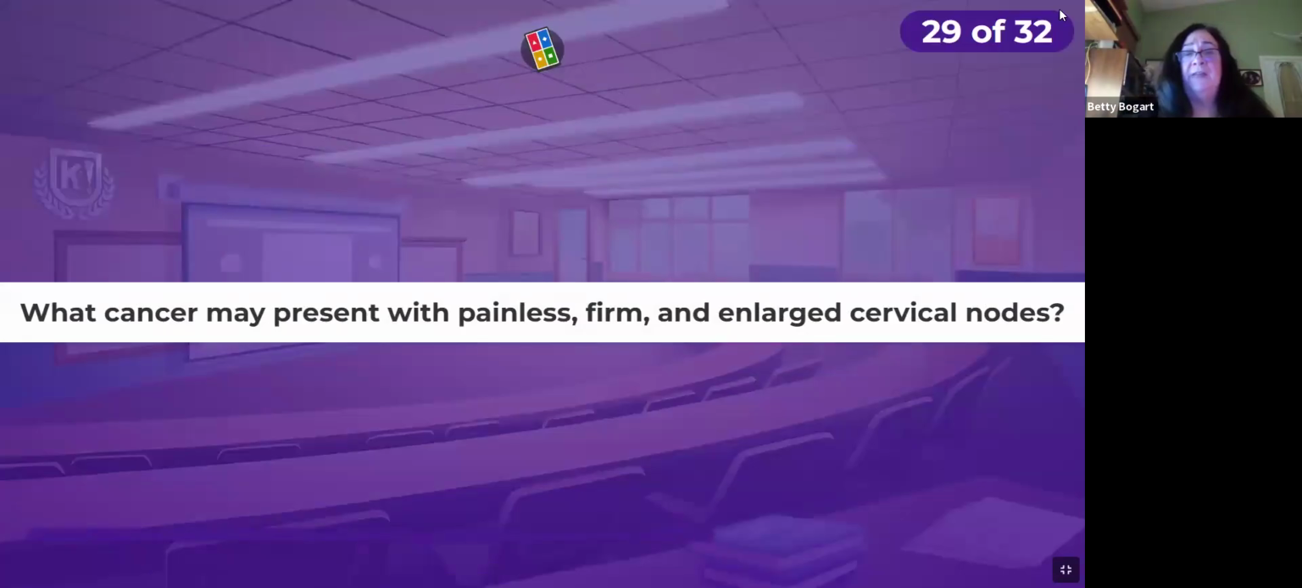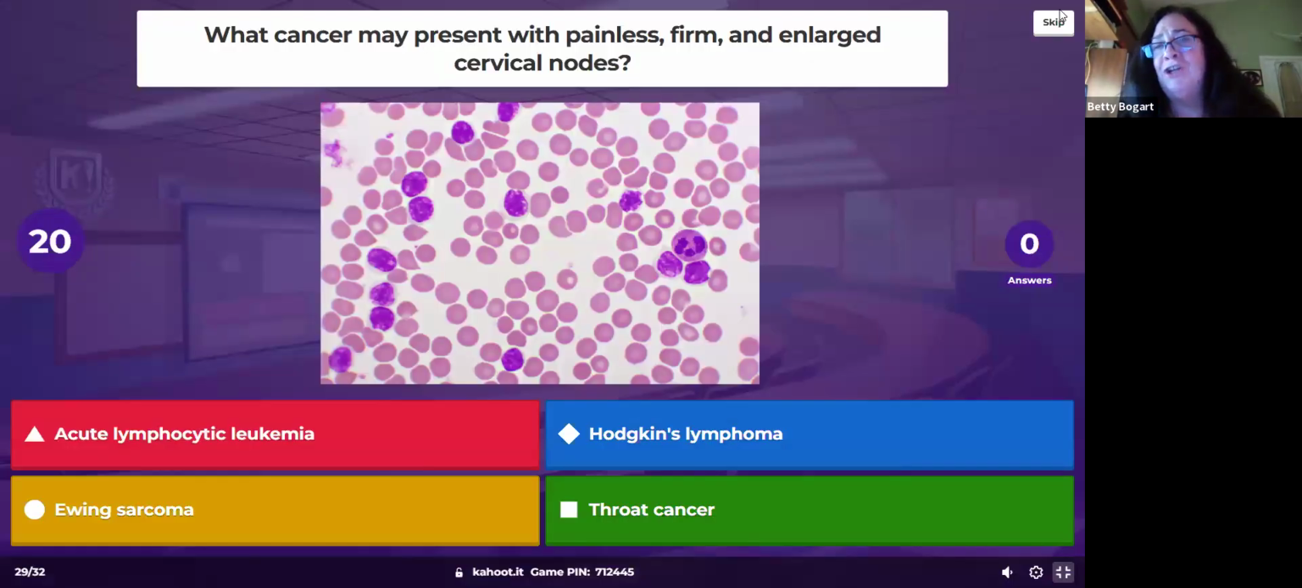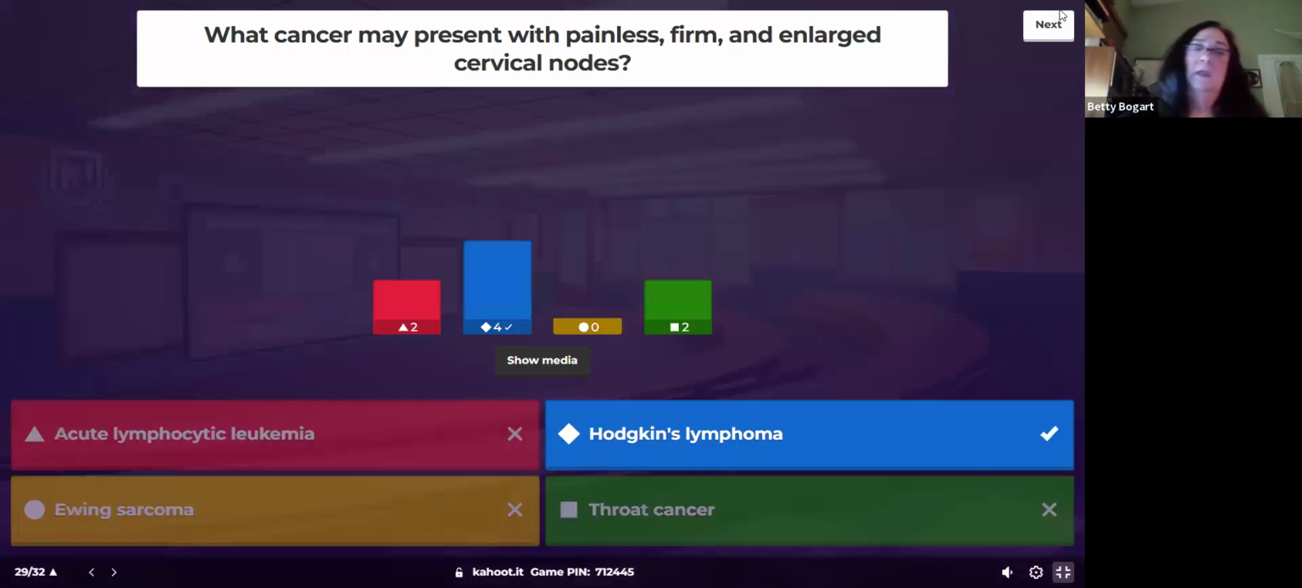Which cancer may present with painless, firm, and enlarged cervical nodes? It's above the clavicles, up here. Again, that is Hodgkin's lymphoma, okay? This is painless, firm, and large nodes. What happens with Hodgkin's is they get the cancer in the lymph nodes, and it grows and pushes against the esophagus, and it starts the patient coughing and even causing problems with eating and swallowing. That's when they receive treatment, and that's when they find it.